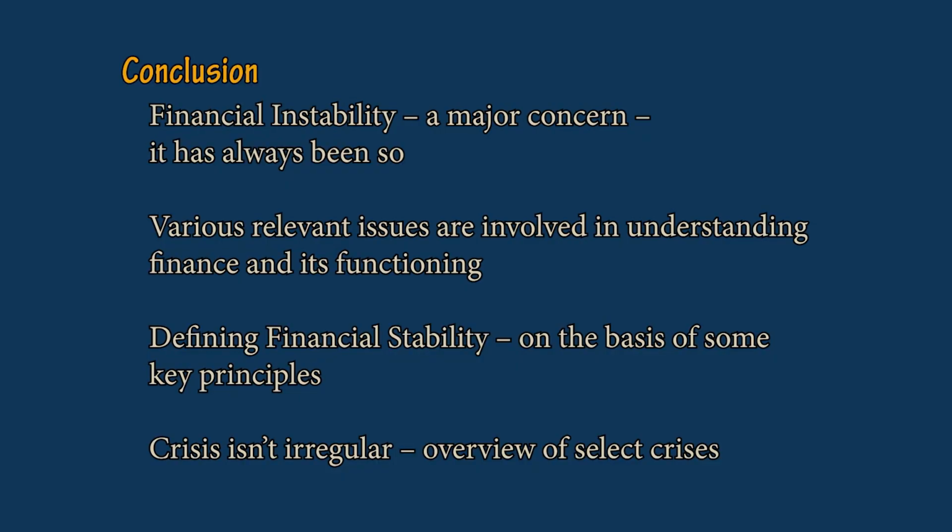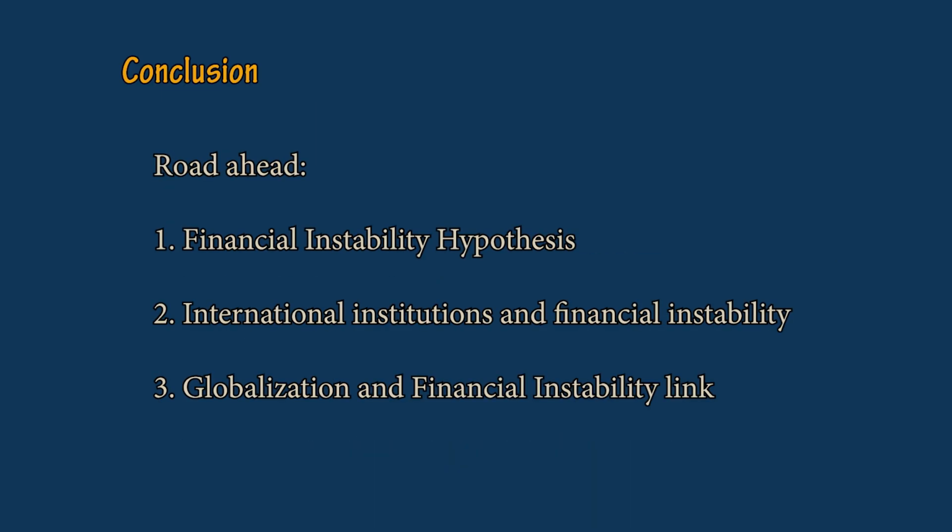So in conclusion, financial instability is a major concern. It has always been so, and we have seen that historically. There are various relevant issues involved in understanding finance and its functioning. We need to define financial instability. There are some key principles which we have discussed. Crisis is not irregular, and we have seen that it recurs. So this is a question that, as we have mentioned earlier also, you need to think about: is crisis an offshoot, or is it more regular in nature? What is the road ahead for us?